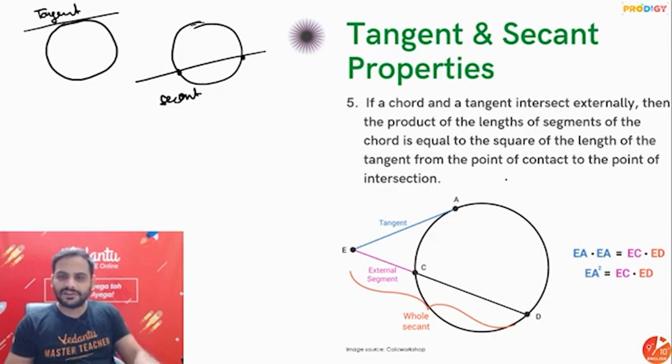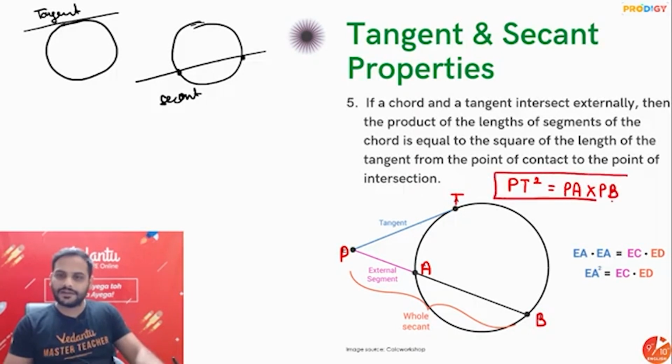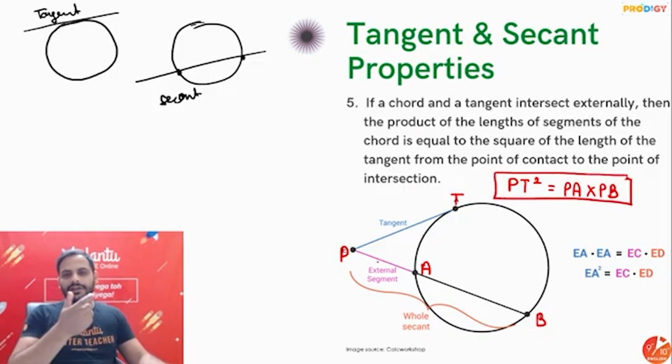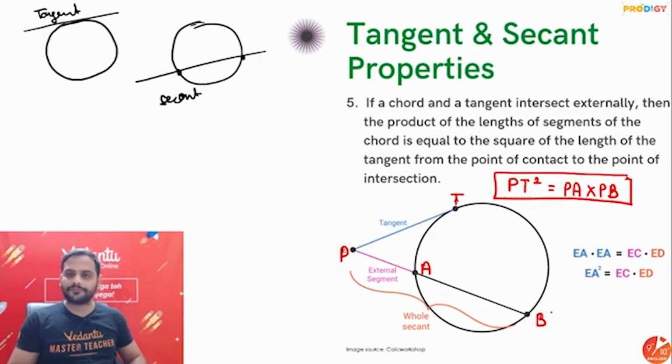So remember, I would rather keep the naming generally written in the books, so that it will be easier for all of you. Let's say it is PA and PB, and here PT is the tangent. So remember, PT square is equal to PA into PB. Tangent square is equal to the product of the external segment and the whole secant, PA into PB.